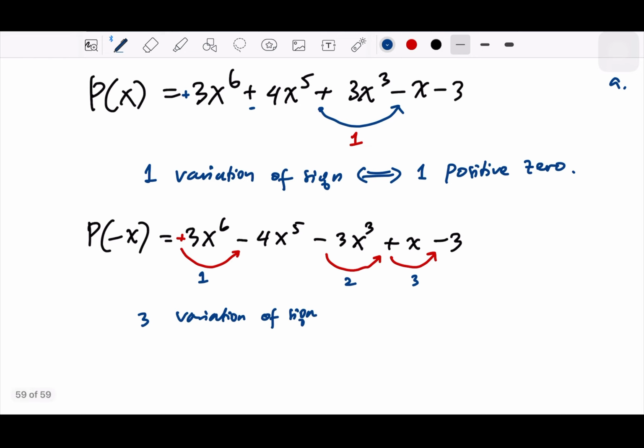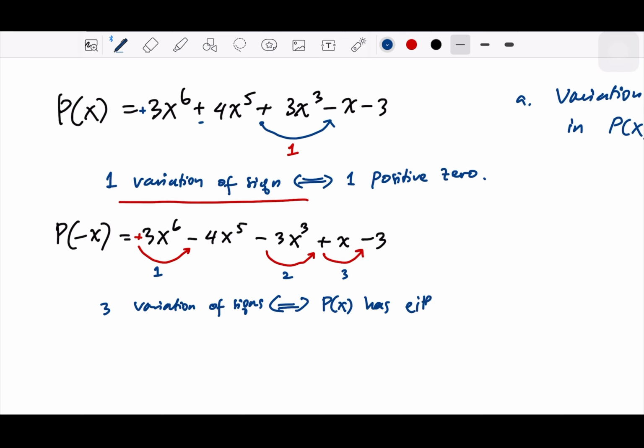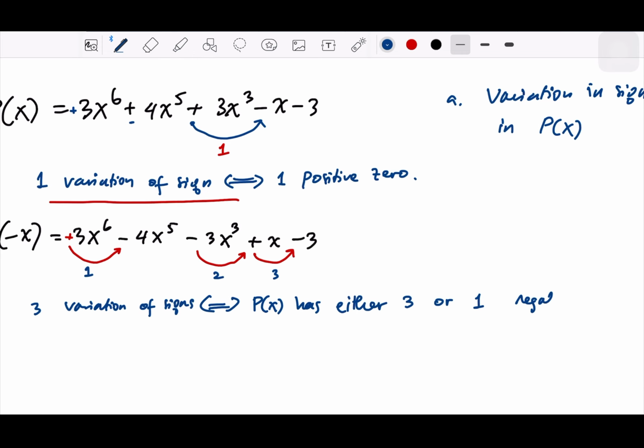So what does this mean? One variation of sign for the first one means it has 1 positive zero. But what does it mean if we have 3 variations of signs? This means P of x has either 3 or 1 negative zeros. Okay, so let's try more examples.